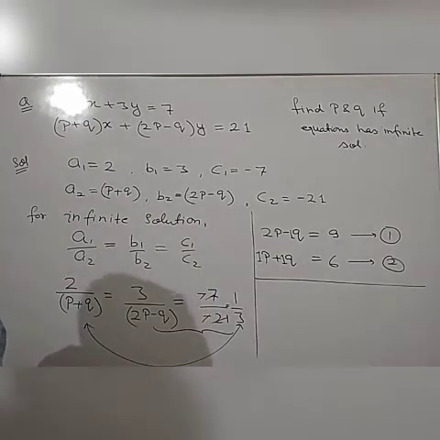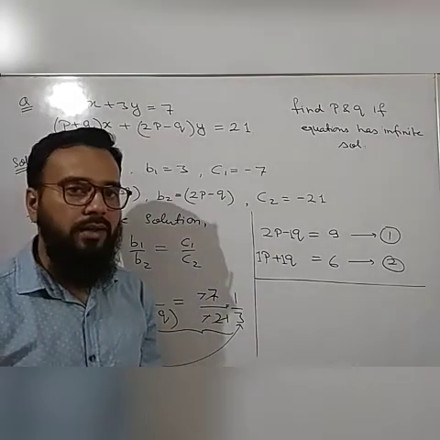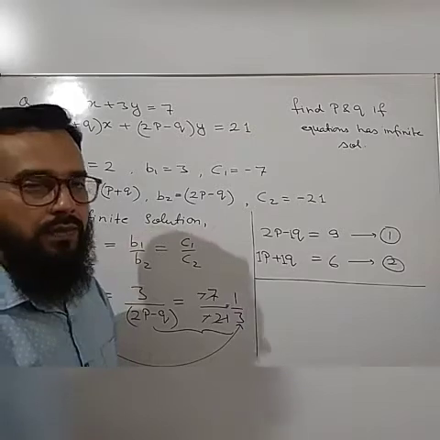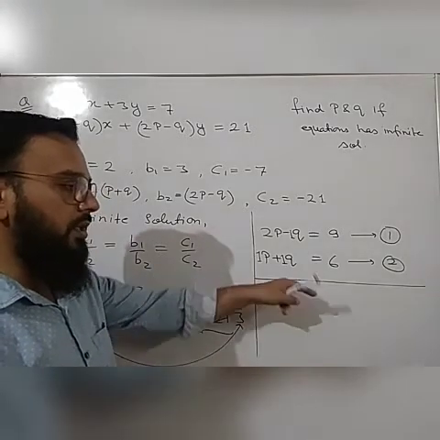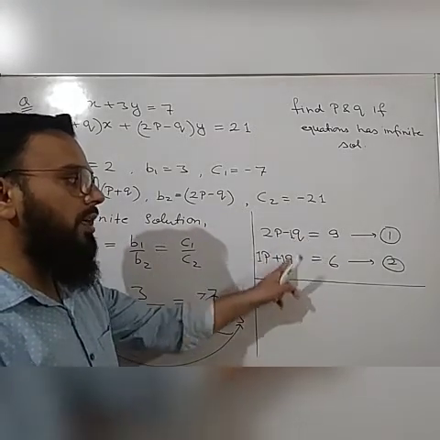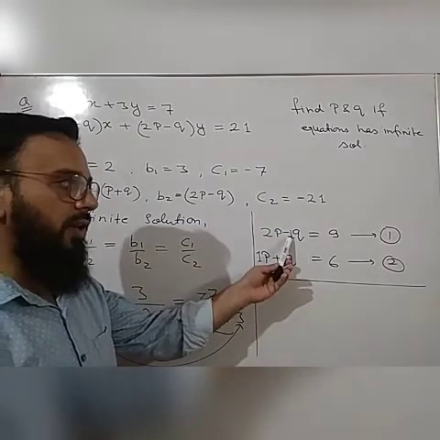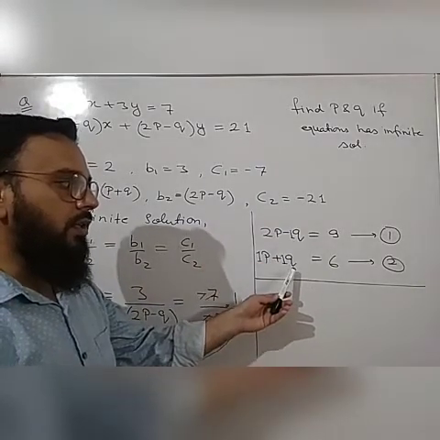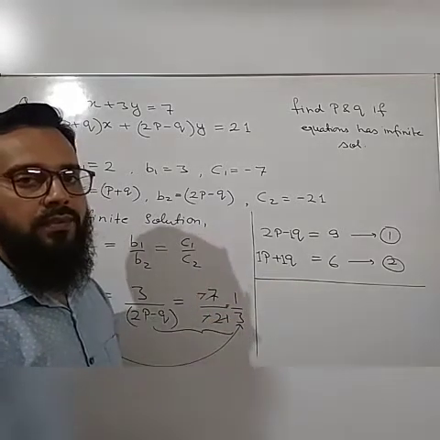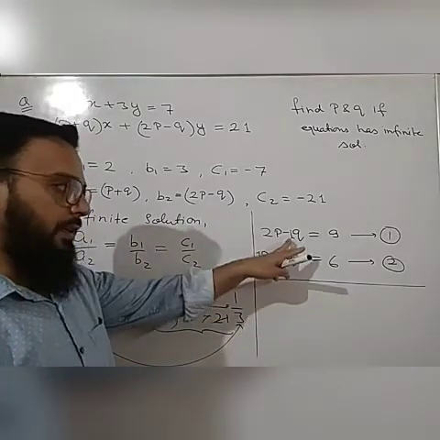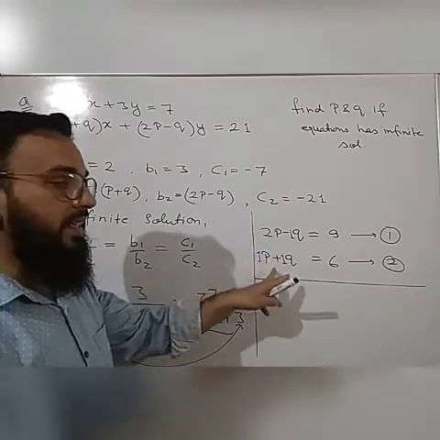And we have studied the method of equating the coefficients to solve the pair of linear equations. So in these two equations, the coefficients of Q are already equal. In the first equation, the coefficient of Q is -1. In the second equation, the coefficient of Q is +1. It means the coefficients are already equated.